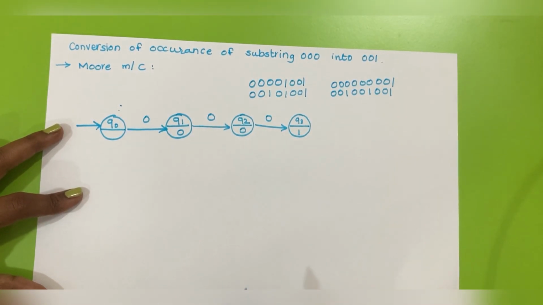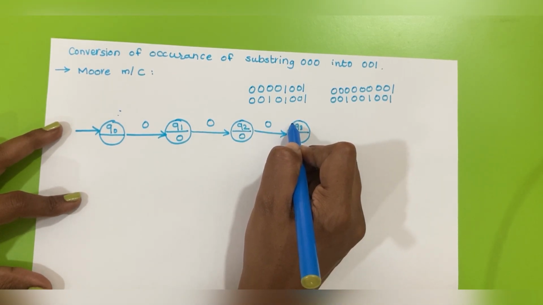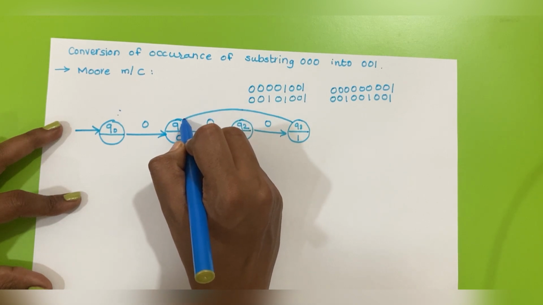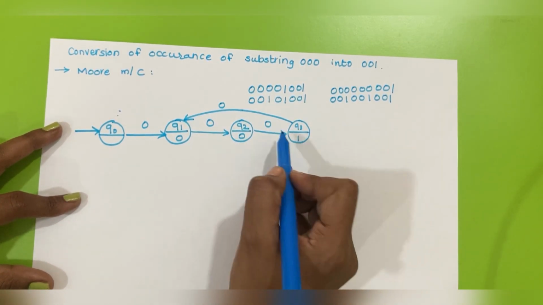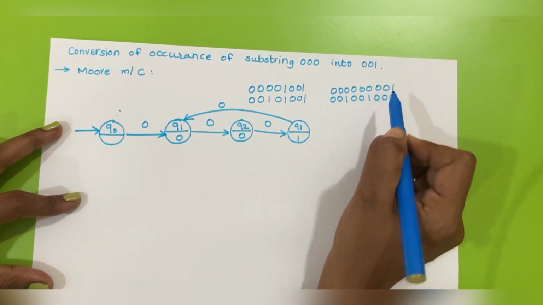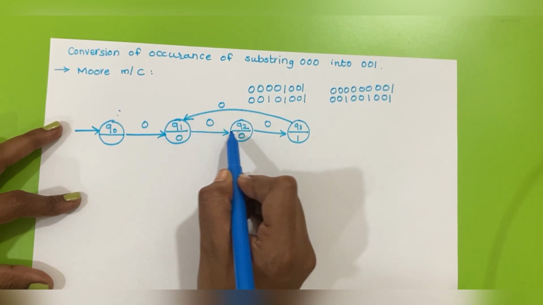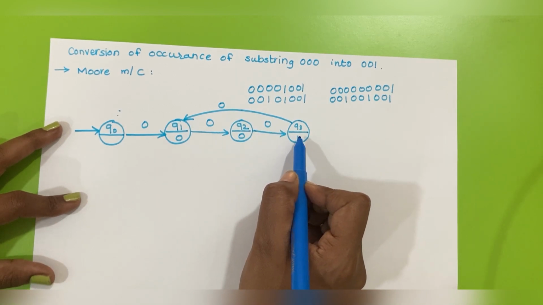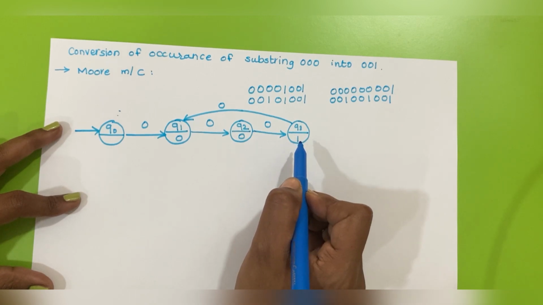Now this series will go on repeating if all the strings are of zeros only. If the string is like this, then first, second, third, then fourth, fifth and sixth. So the sixth 0 will again be converted into 1. Then the 7th, 8th, 9th 0 will again be converted into 1.